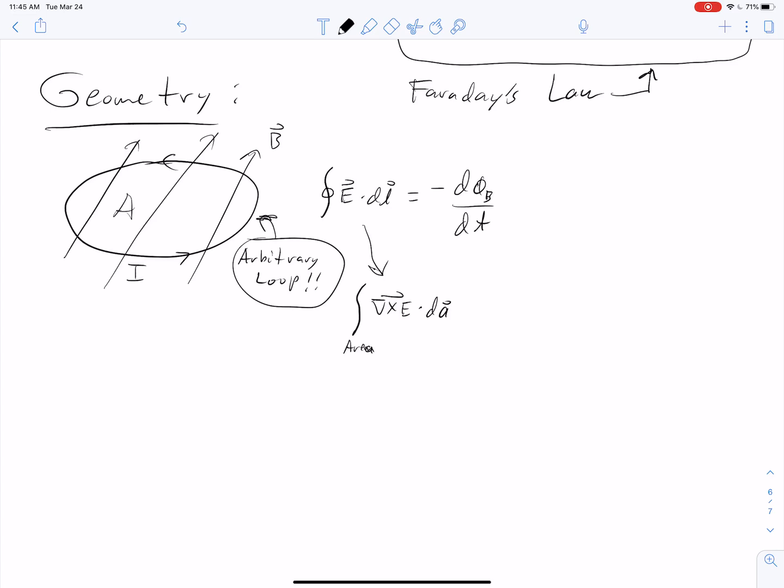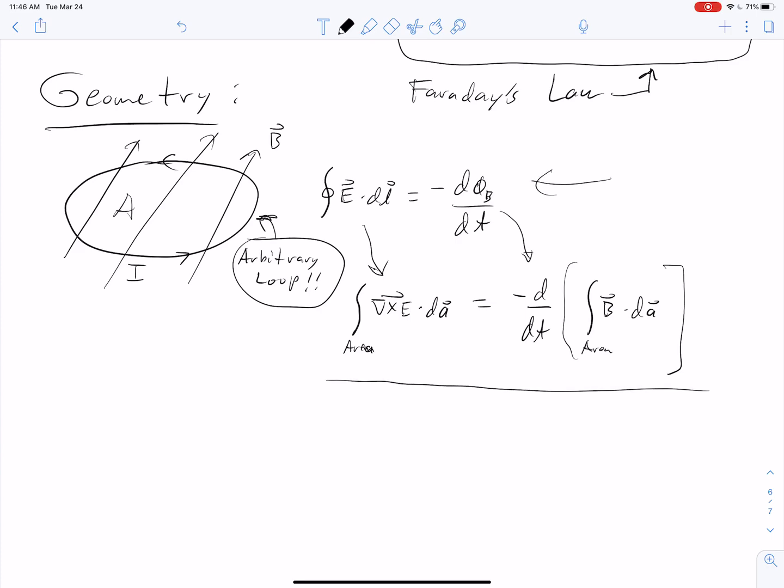Area. And then the magnetic flux can be written as negative d dt of the flux, which is also an integral over area. It's B dot dA, right? And so this equation turns into this equation.